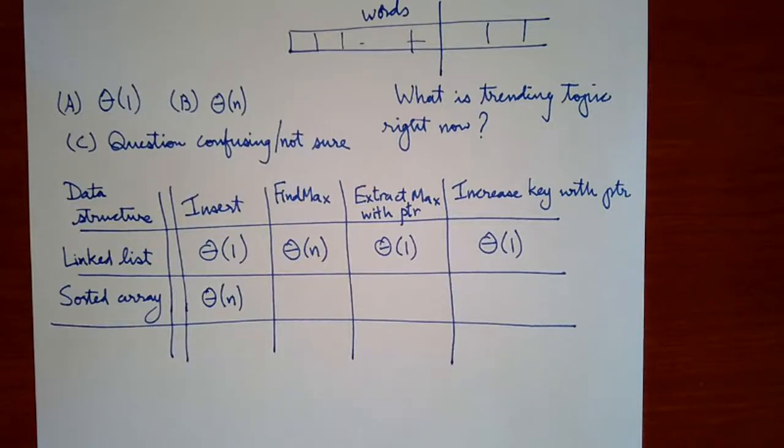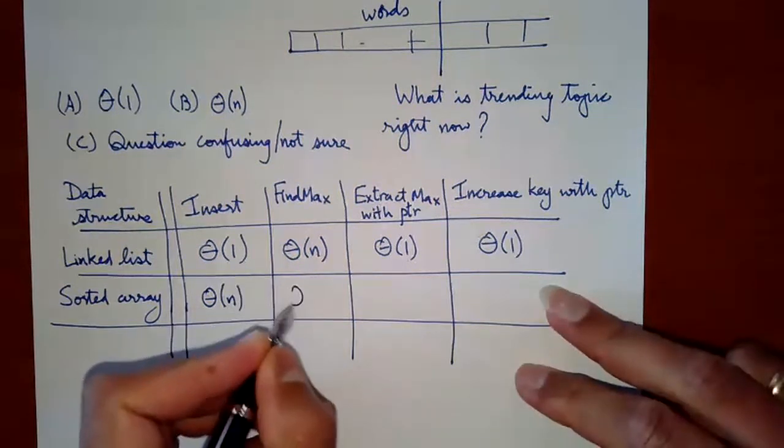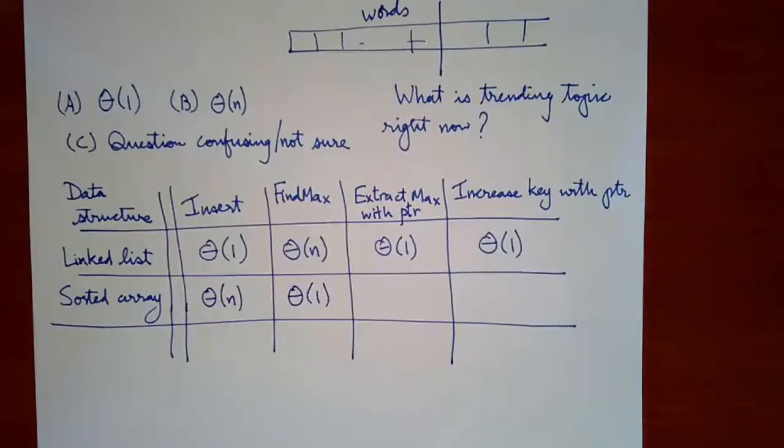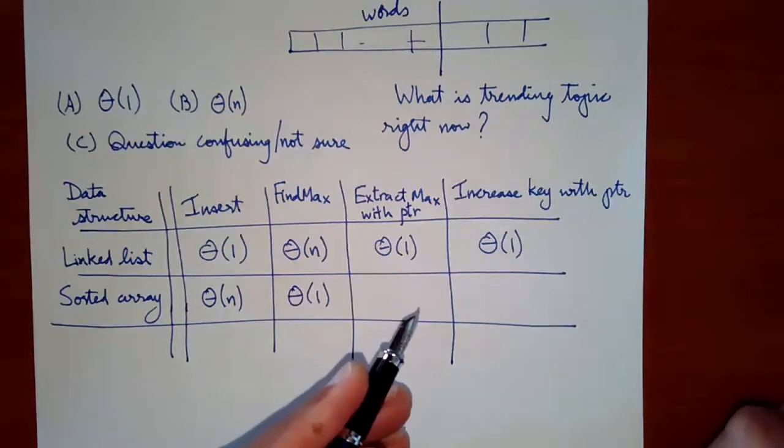Okay, so most of you, I think, do see the answer that it's theta of 1. Why is it theta of 1? Does someone want to hazard a guess at the answer? Because the max is either going to be at the end or the beginning. At the end or the beginning, exactly. And if you keep it in decreasing order, then it's just going to be the beginning. So it's easy.